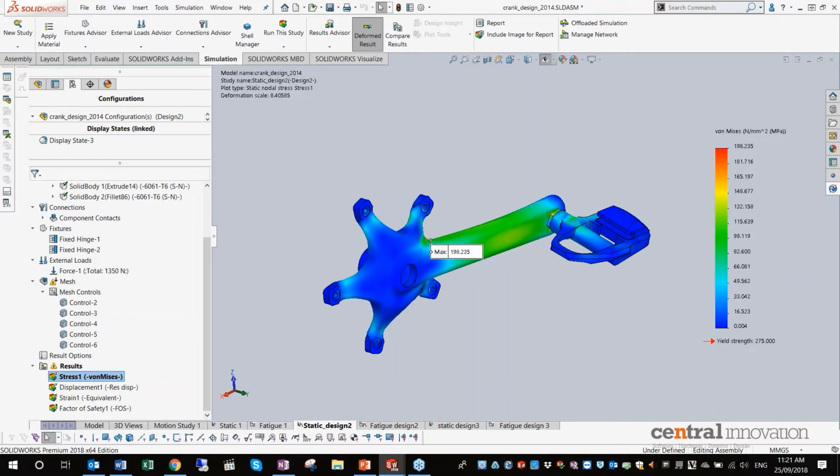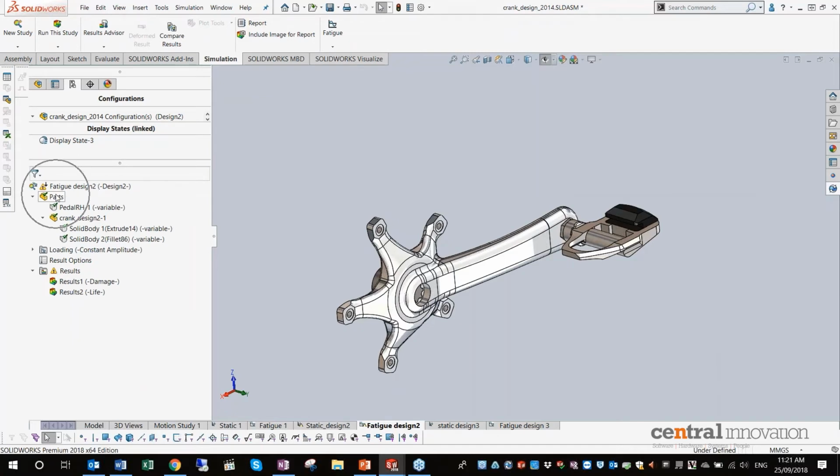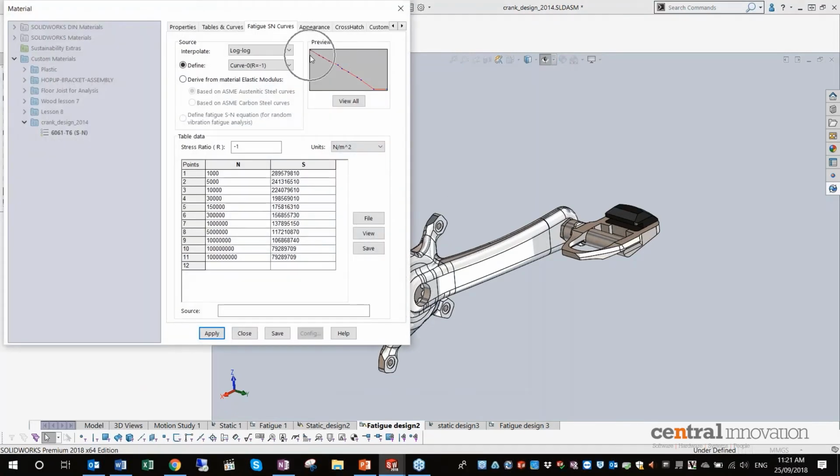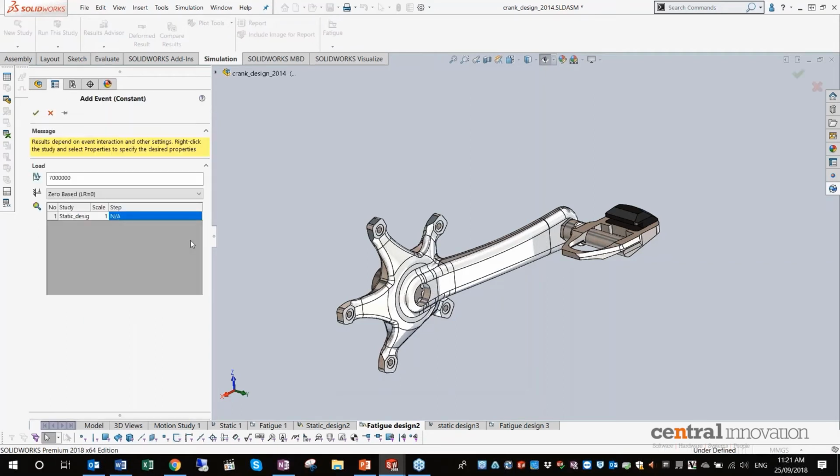Let's do another fatigue study. If I open my fatigue analysis, you can see it has the same settings. If I go to the material properties, it has the same SN curve. I haven't changed the material, so the SN curve is going to be the same. Look at the event. Within the event, 7 million cycles are being applied to the model.